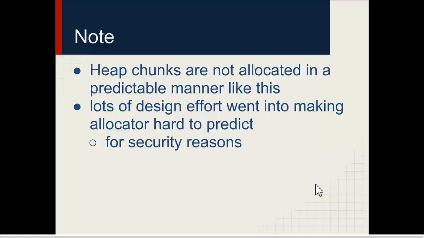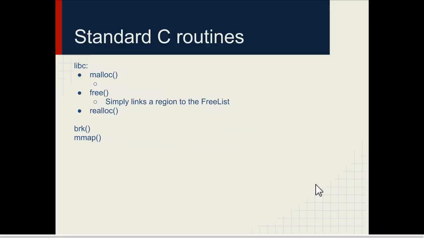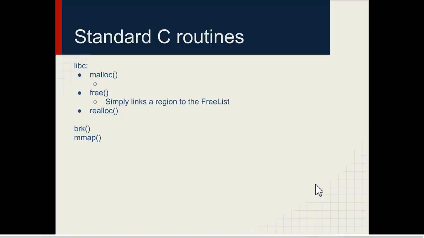So it's important to note that this is just a toy example, and heap chunks are not all allocated in a predictable manner this way. Over the years, a lot of design effort went into making the allocator hard to predict for security reasons, to specifically make it more difficult to point directly to shellcode that you allocate on the heap. So the standard C routines for interacting with the heap are generally malloc, free and realloc. There's other ones like brk and mmap, but those can be inefficient. So generally, the above ones and variants of those are used.